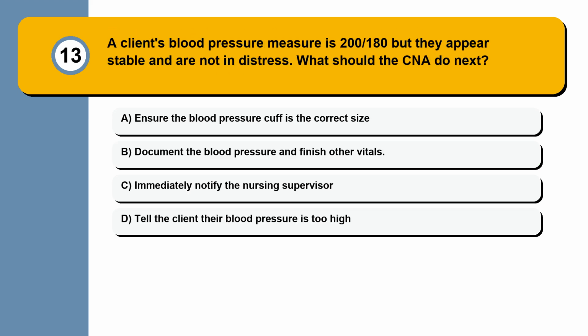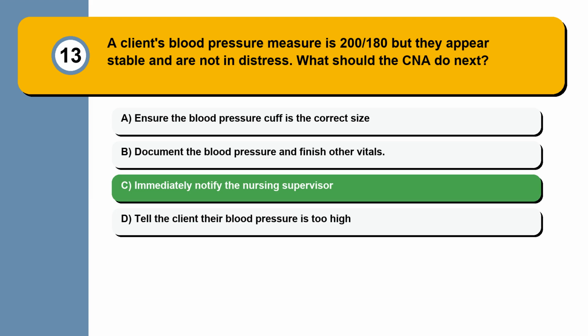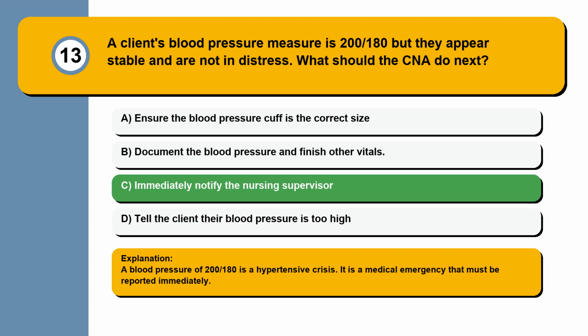Question 13. A client's blood pressure measure is 200/180, but they appear stable and are not in distress. What should the CNA do next? Ensure the blood pressure cuff is the correct size. Document the blood pressure and finish other vitals. Immediately notify the nursing supervisor. Tell the client their blood pressure is too high. A blood pressure of 200/180 is a hypertensive crisis. It is a medical emergency that must be reported immediately.